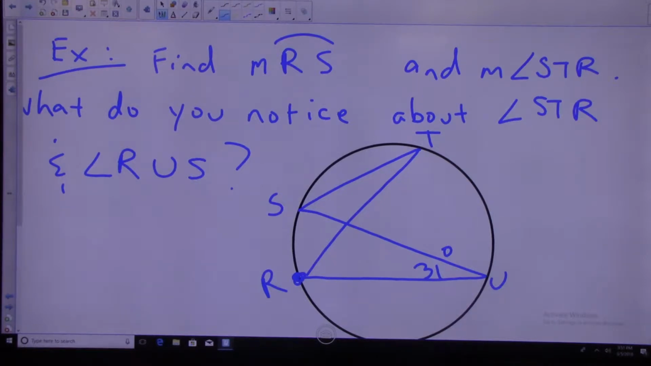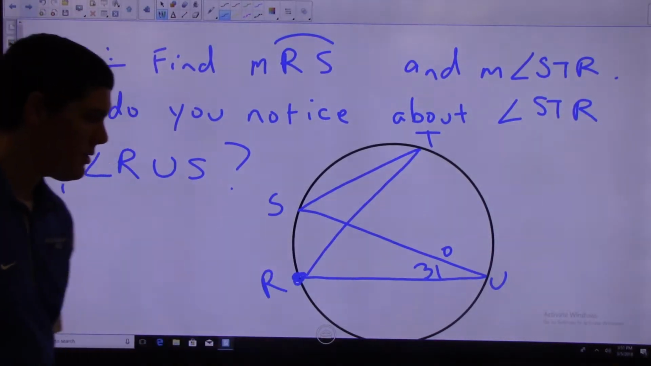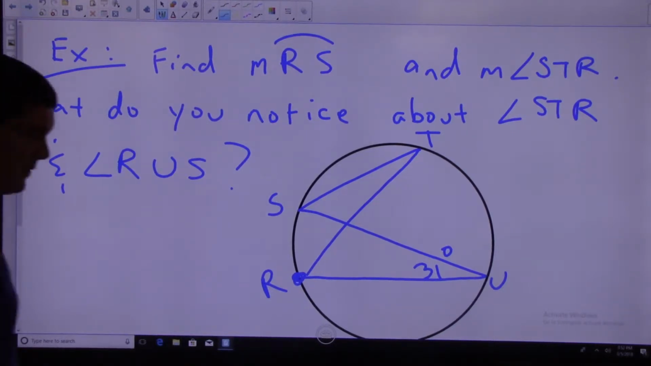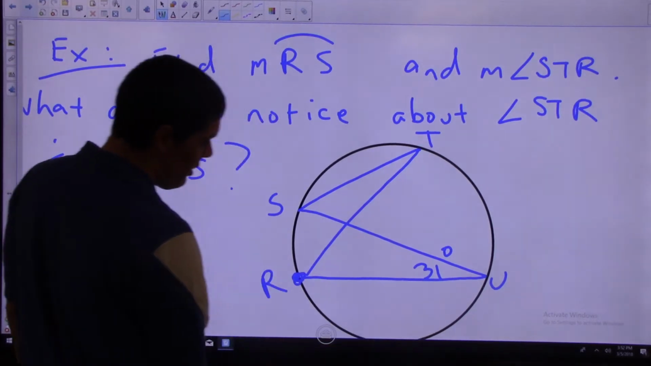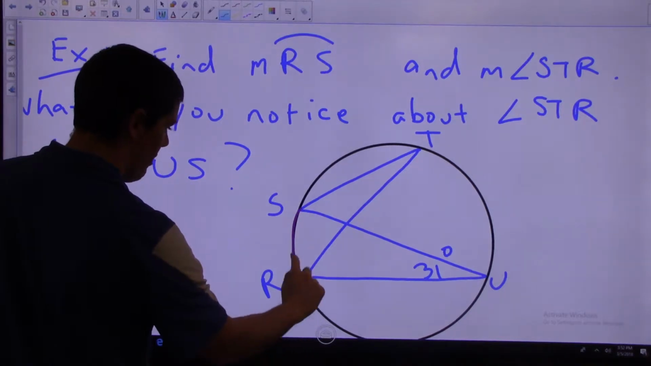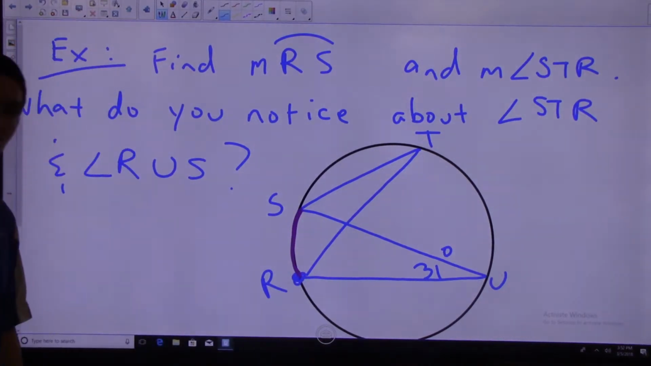All right, the second part. Well, there's only one angle given to us, guys. Hopefully you noticed that's 31. So if that's the only angle given to us, again, notice what type of angle it is. What type of angle is that? Well, it's not a central angle. It's an inscribed angle. So if this inscribed angle is 31 degrees, the intercepted arc of that angle is RS.